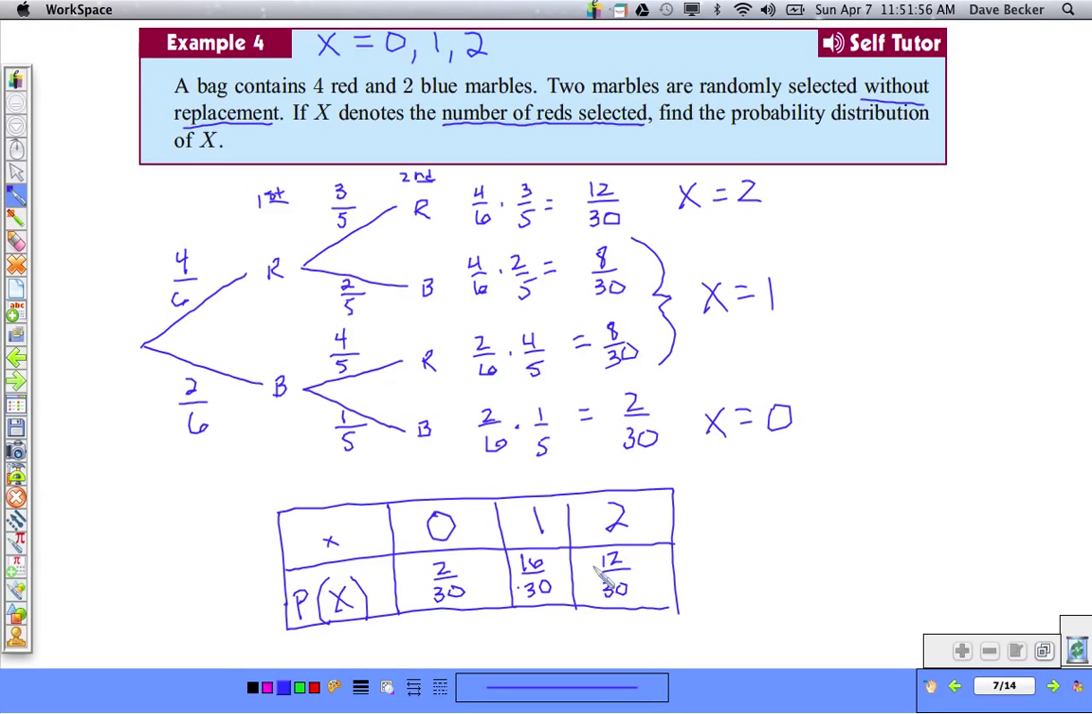And you can always make sure you're right, and this is why I didn't simplify: you should add these up and it should add up to 1. 2 out of 30 plus 16 out of 30 plus 12 out of 30 does equal 1. They're all between 0 and 1, and so I know it's a proper probability distribution. This is an actual probability distribution.